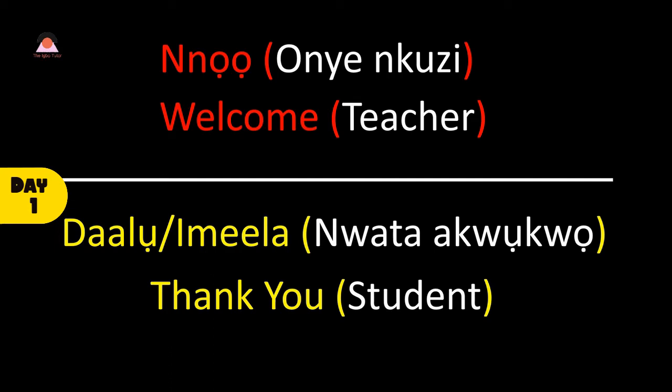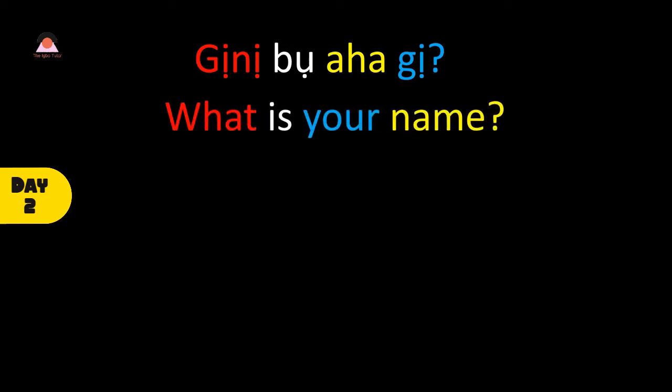So go ahead and put somebody's name up there and say no to the person. No, Mike. No, Onyinye. And look for somebody that has done something good for you today and say daalụ or imeela to the person. Maybe his name is Mike. Say daalụ, Mike. Imeela, Mike. Imeela, Chinedu. Gịnị bụ aha gị? Which means what is your name?